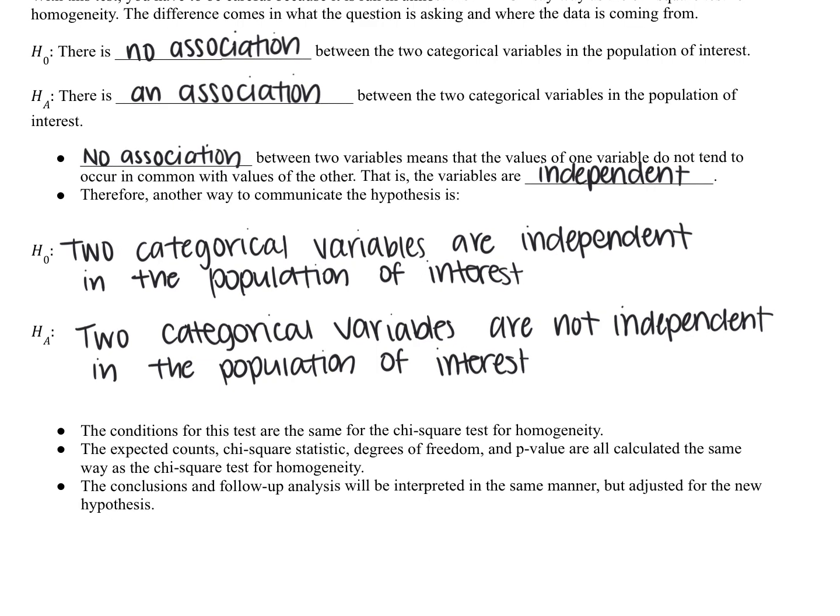When it comes to conditions, it's the exact same conditions we were dealing with before, so we just assume all of them are met. And the way we do our expected counts, our statistic, degrees of freedom, and p-value are all calculated the same way as the chi-square test for homogeneity. And then the conclusions will be interpreted in the same manner but adjusted for the new hypothesis.